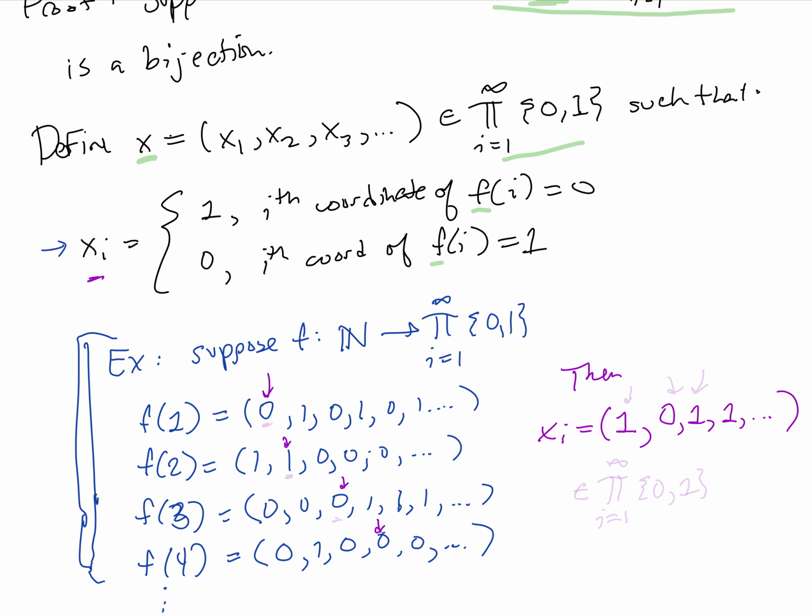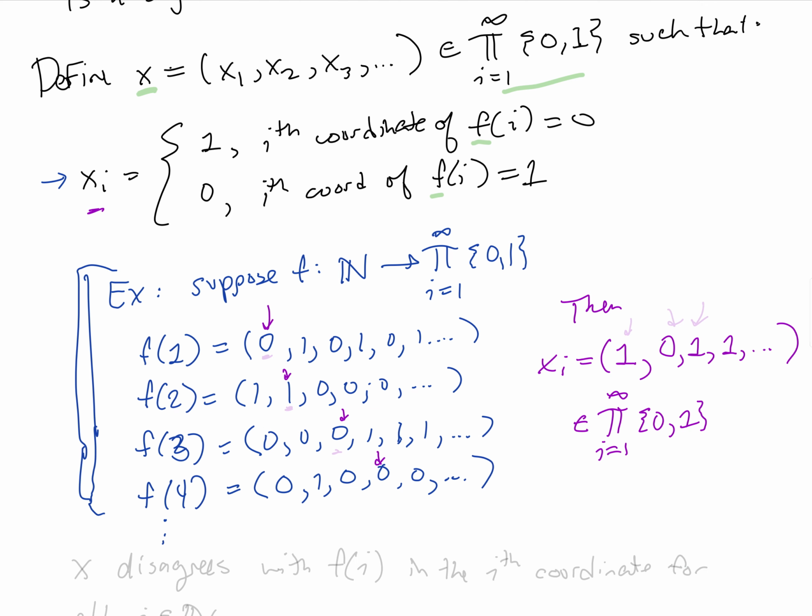So this is how this element x is defined. And clearly this is an element of this Cartesian product from i equals 1 to infinity of {0, 1}. And note, how is this element defined? It is defined such that it's going to disagree.